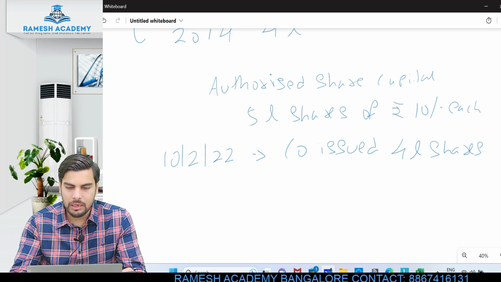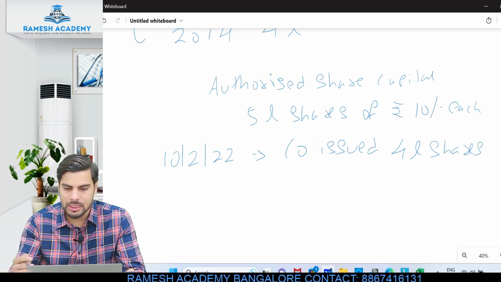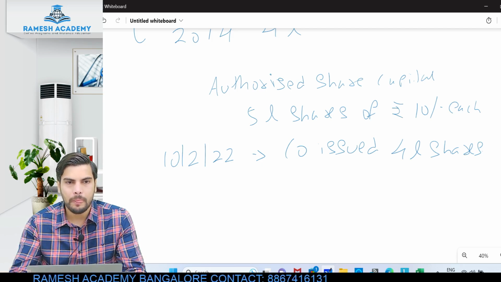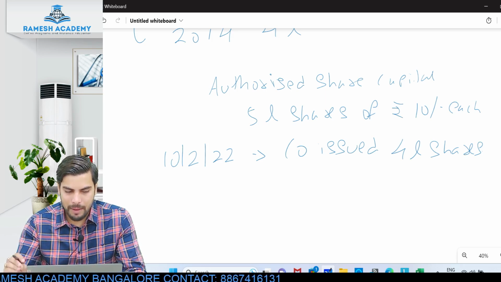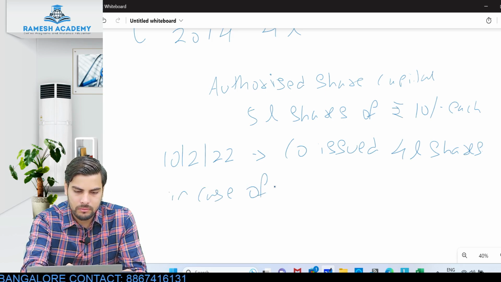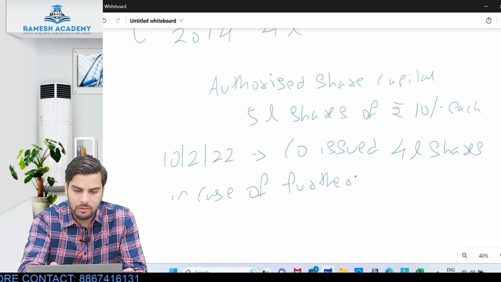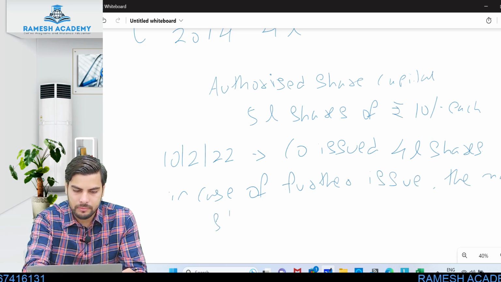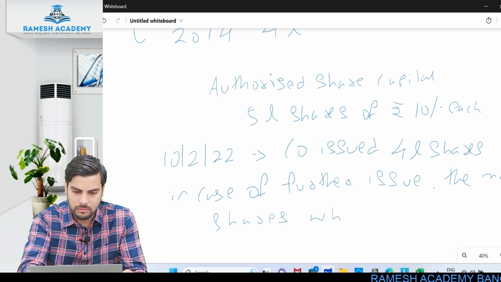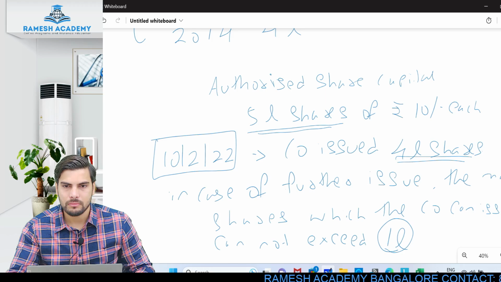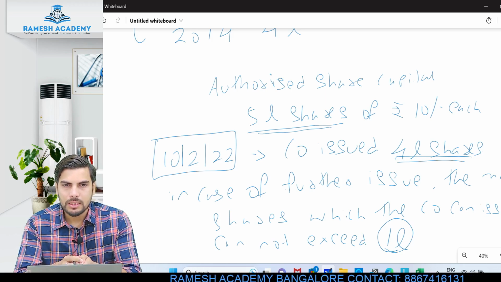Subsequently, whenever the company wants to raise funds, they can still issue this 1 lakh shares. But whenever they go for a further issue, can they issue more than 1 lakh shares? No, that is not possible. Clear? So this is the maximum number of shares which the company can issue in case of a further issue. Did you understand this? Clear?